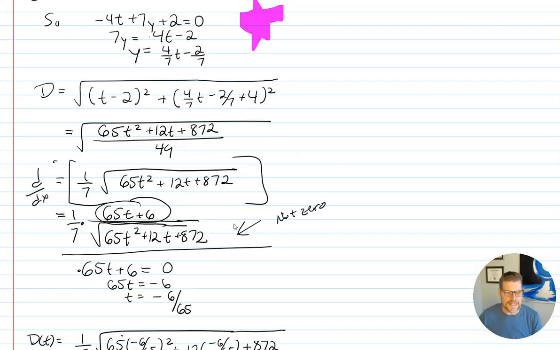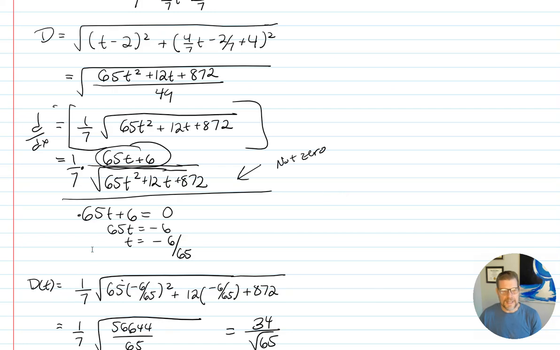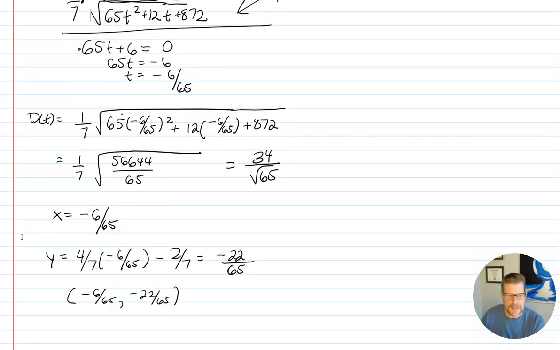So we did exactly that, and I got t equal to negative 6 over 65. Now I'm going to show you one other thing for a second. If I wanted to find the distance, I could plug negative 6 over 65 into the distance formula here, and that gave me 34 over the square root of 65, which is the distance. But the problem wasn't asking for the distance, it was asking for the point on the line that had the minimum distance. So I have to go back to my parameterization.